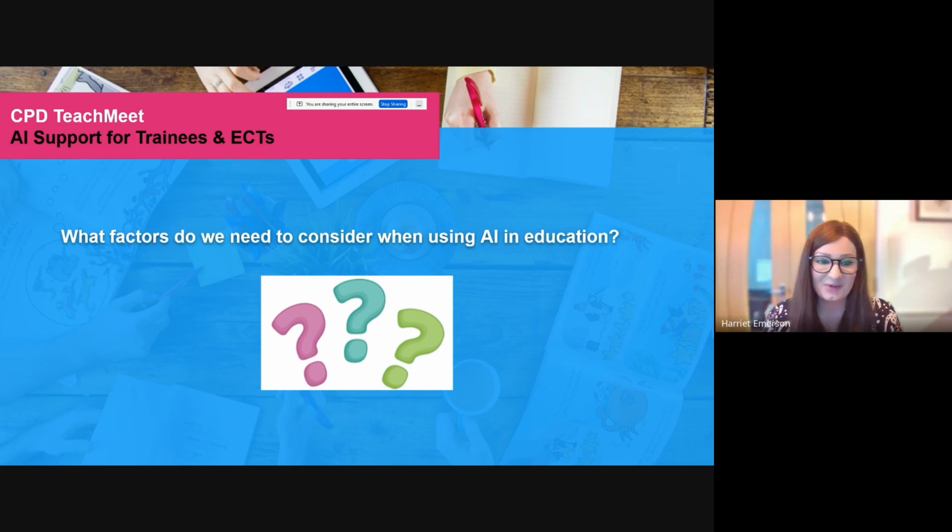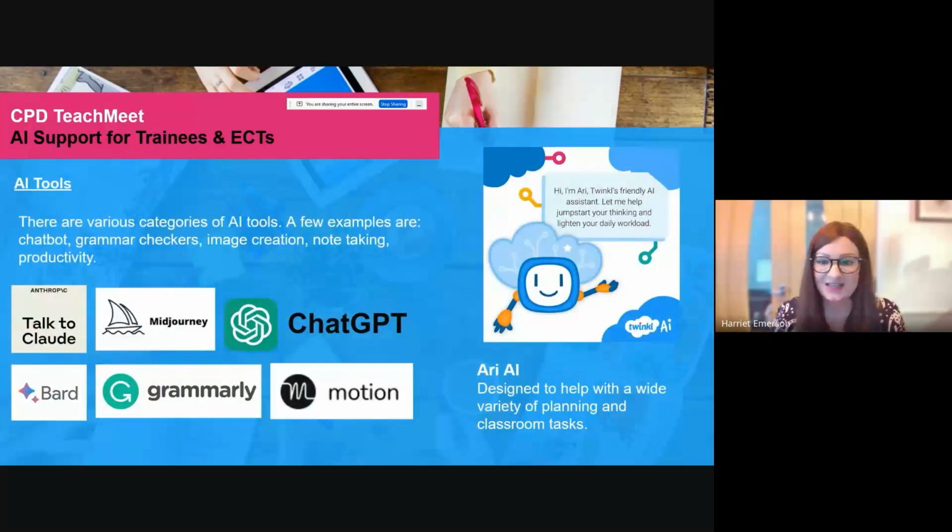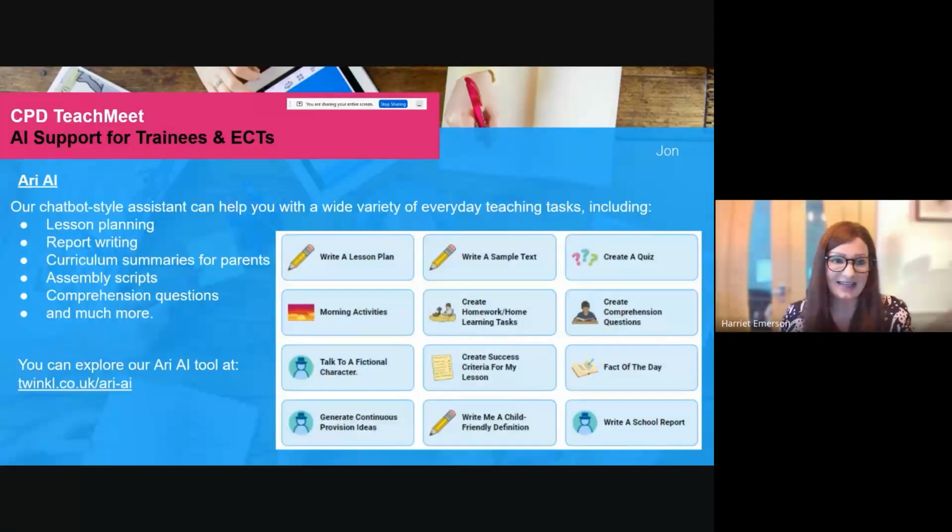Thank you for those. Louise, do you want to move on to the next slide, please? So I thought we'd start off as well having a look at the different AI tools. So there's various categories of them. So we've got chatbots, grammar checkers, image creation, note-taking, productivity, and we also have our own AI tool on our Twinkl website, which is called Ari AI. And Jonathan is going to talk to us a little bit about that in a moment. So if we can just move on to the next slide, please, Louise. Thank you. So it's a chatbot style assistant that can help with a wide variety of teaching tasks. And I'll hand over to Jonathan at this point for him to share with us his knowledge.